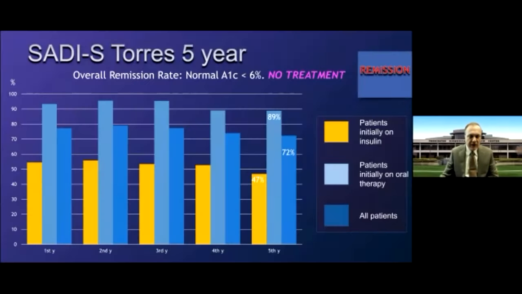And then finally, this is data from Antonio Torres, 5-year results of the SADI procedure, showing overall remission rates at 5 years in 3 different subpopulations: those on insulin, 47%, those on oral agents only, nearly 90% at 5 years, quite impressive. And then the total population, 72%. So this is quite impressive. But note that this is a fairly small study. Only around 30 or so patients were available for follow-up at 5 years. And this has not been validated by other groups as of yet, but nevertheless, still quite impressive.